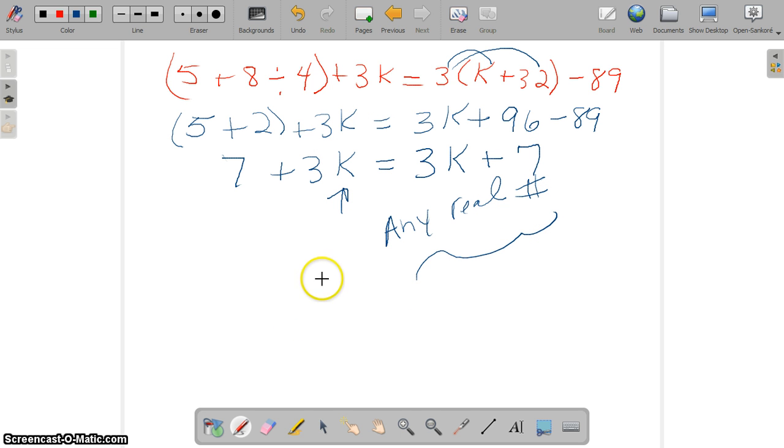Okay, anything will work. So those are the three different things that can happen while you're doing your homework. You can either have no solution, you can have any real number be a solution, there are many solutions to your problem, or you'll have one.